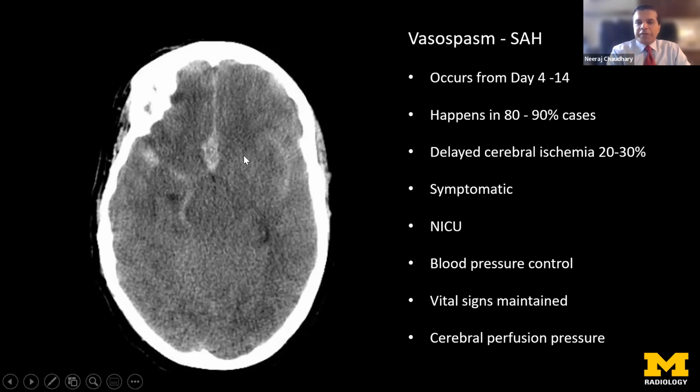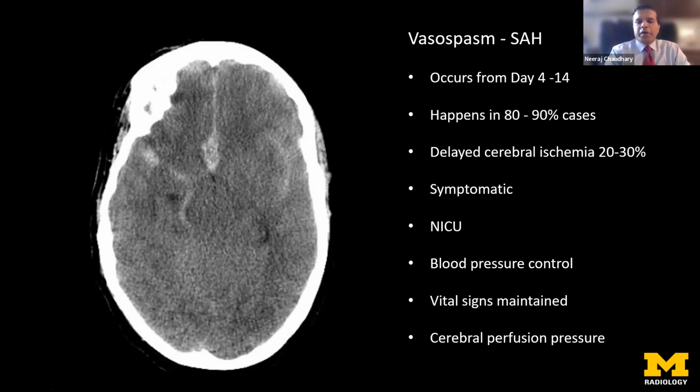And there is an entity where vasospasm can happen in idiopathic or drug-induced or drug-abused patients, who can get vasospasms in the cerebral circulation. That can be salvaged. In the subarachnoid hemorrhage context, these patients are all in the neuro ICU.